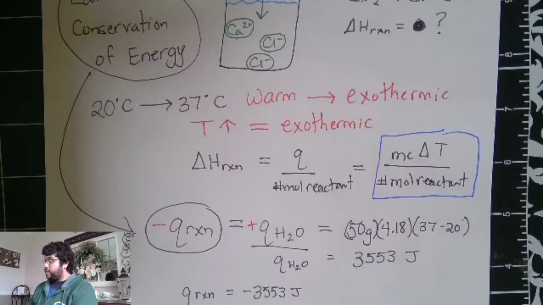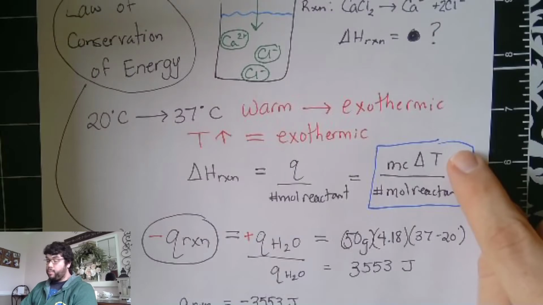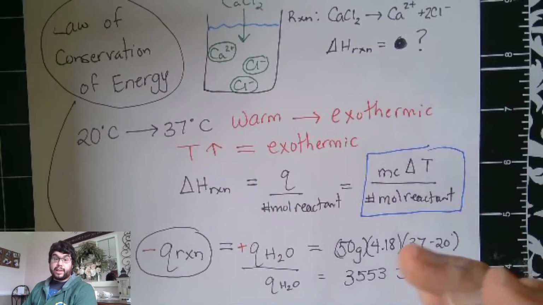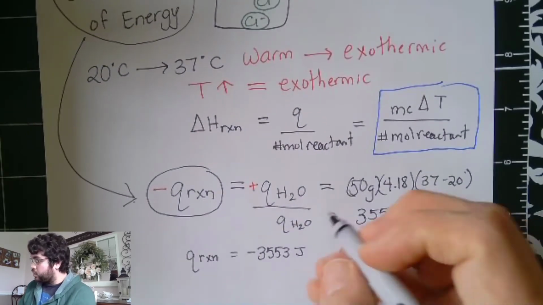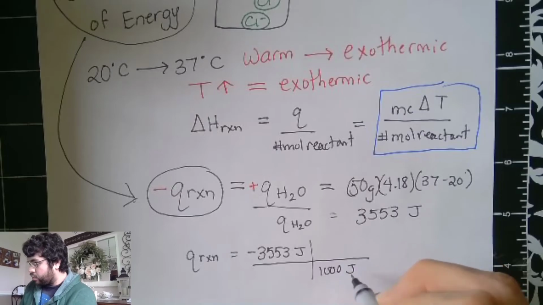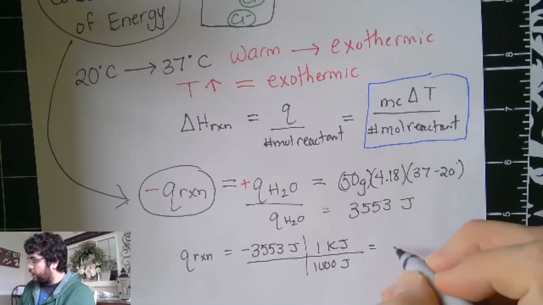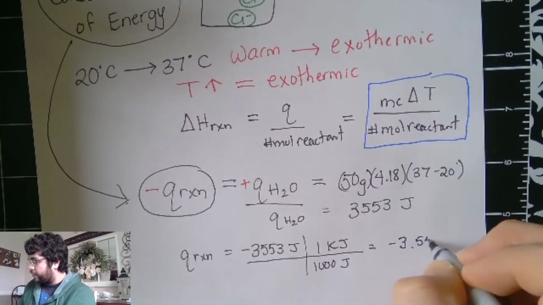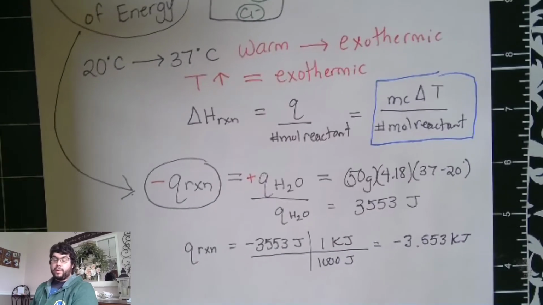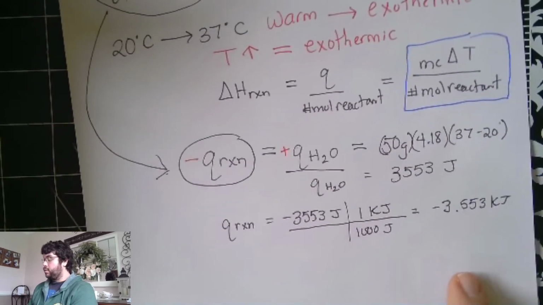We want to go back to figuring out the enthalpy of the reaction. So I've got the Q part done. But I also want to keep in mind that enthalpies are in kilojoules. So I'm going to switch this over to kilojoules. There are 1,000 joules in 1 kilojoule. So it's going to be negative 3.553 kilojoules. Right? So that's how many kilojoules of energy were released in this process.